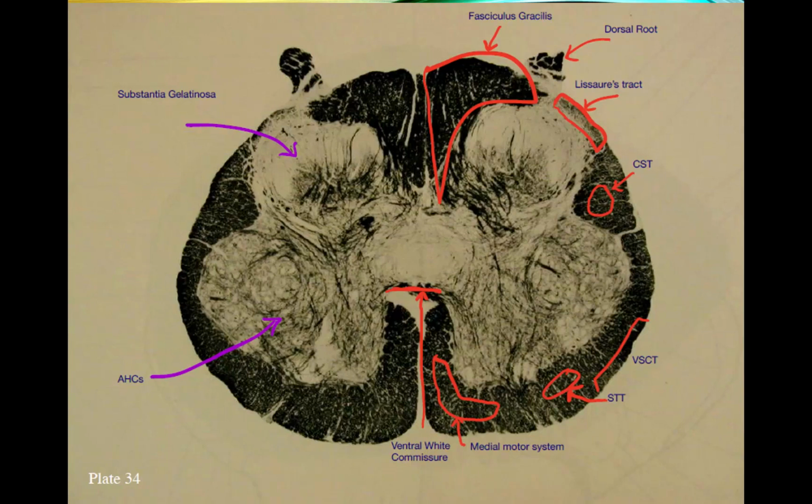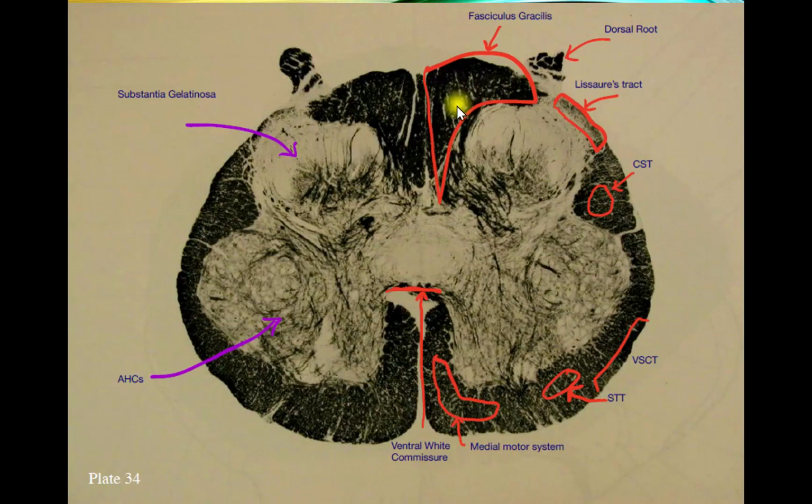So here we're down in the sacral cord, and so in the posterior columns we only have fasciculus gracilis. Because remember, and this is arbitrary, really, but below T6 we call it fasciculus gracilis because that is for the leg. And once we get above T6, we begin to see some fasciculus cuneatus.